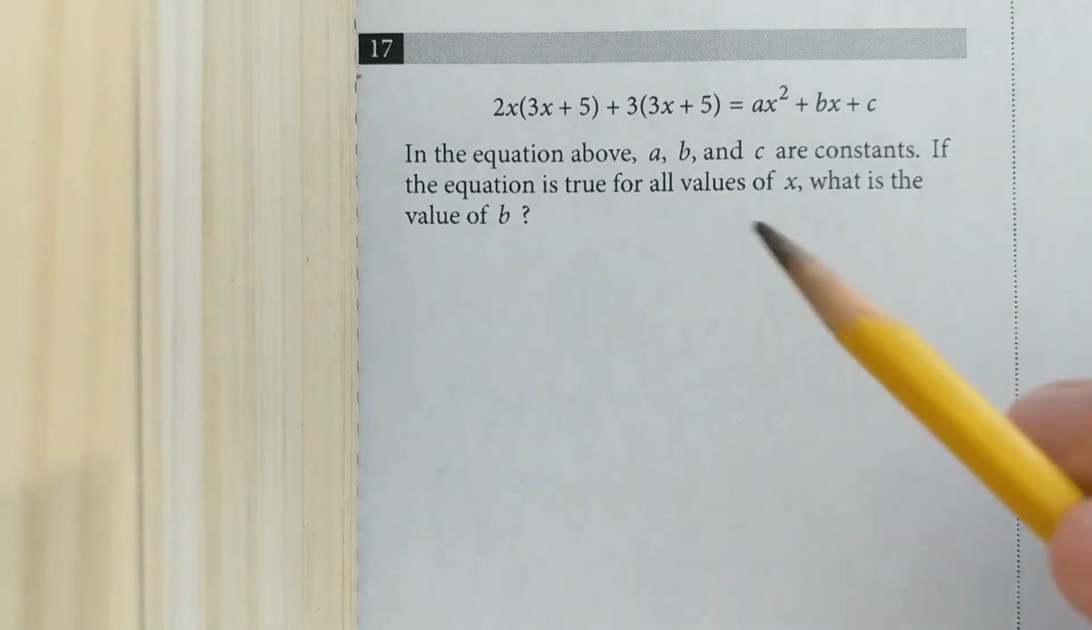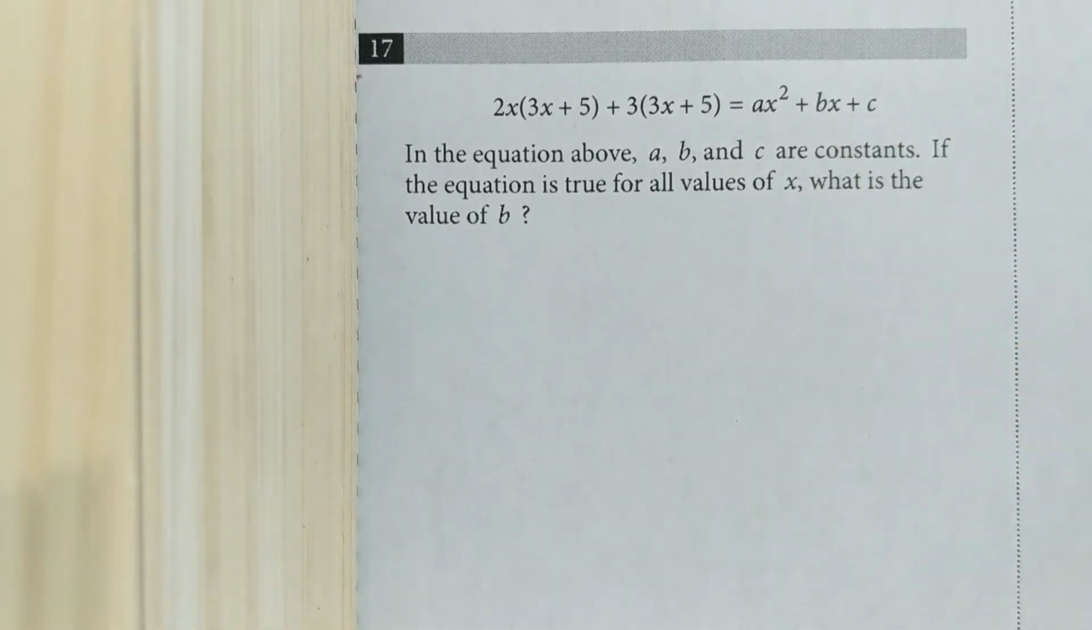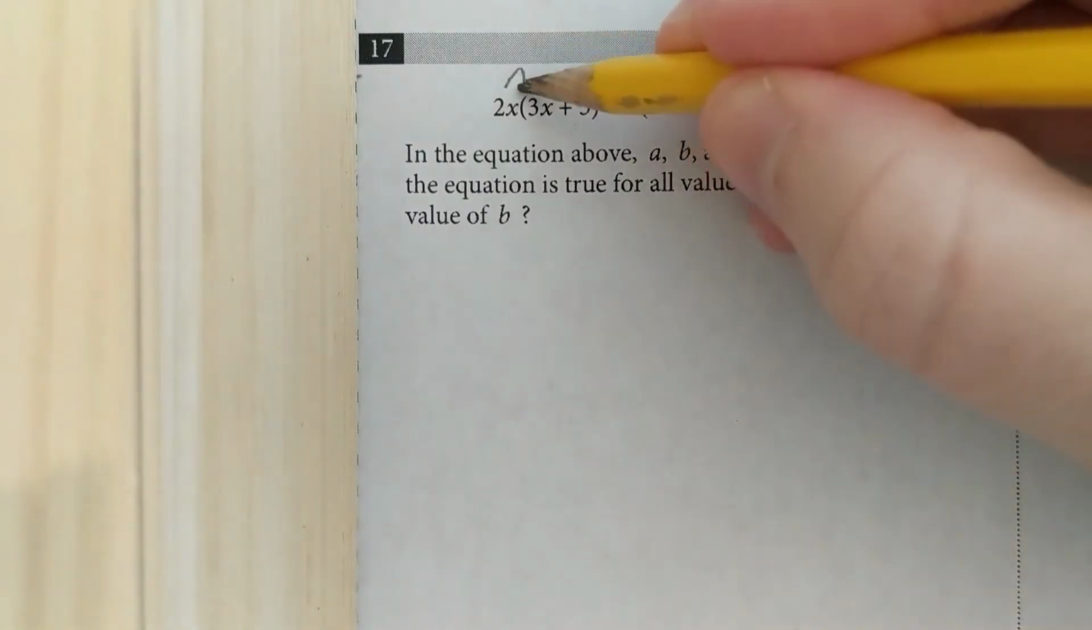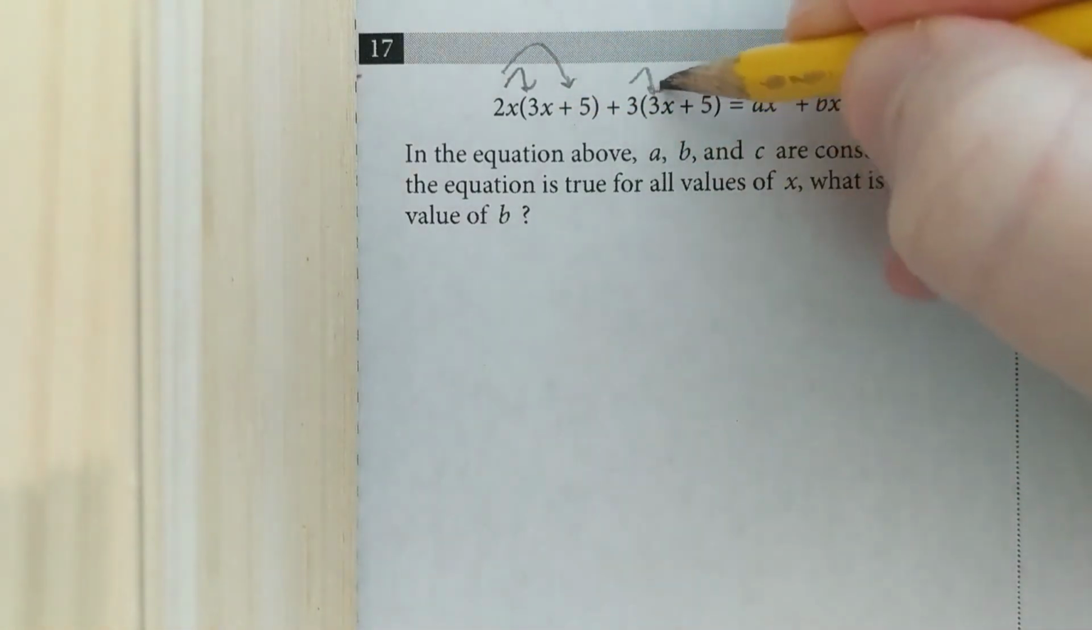This question is asking for the value of b. It's a pretty straightforward question, but it involves an algebraic move that is really important for the harder SAT math questions. So first thing we'll do is just distribute.